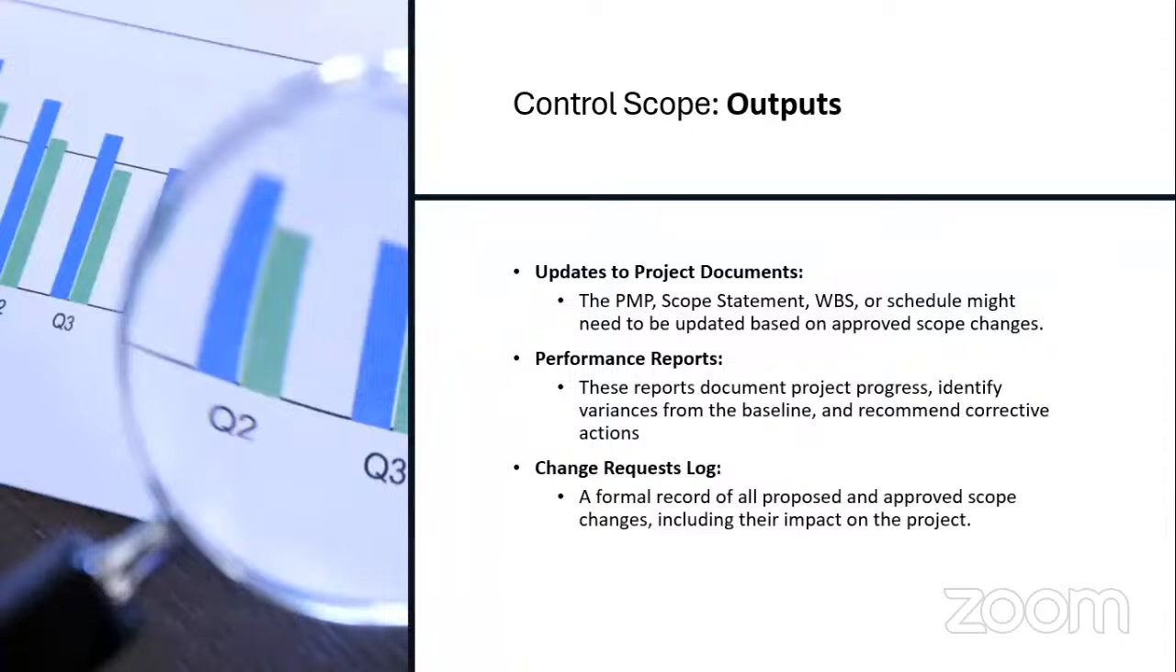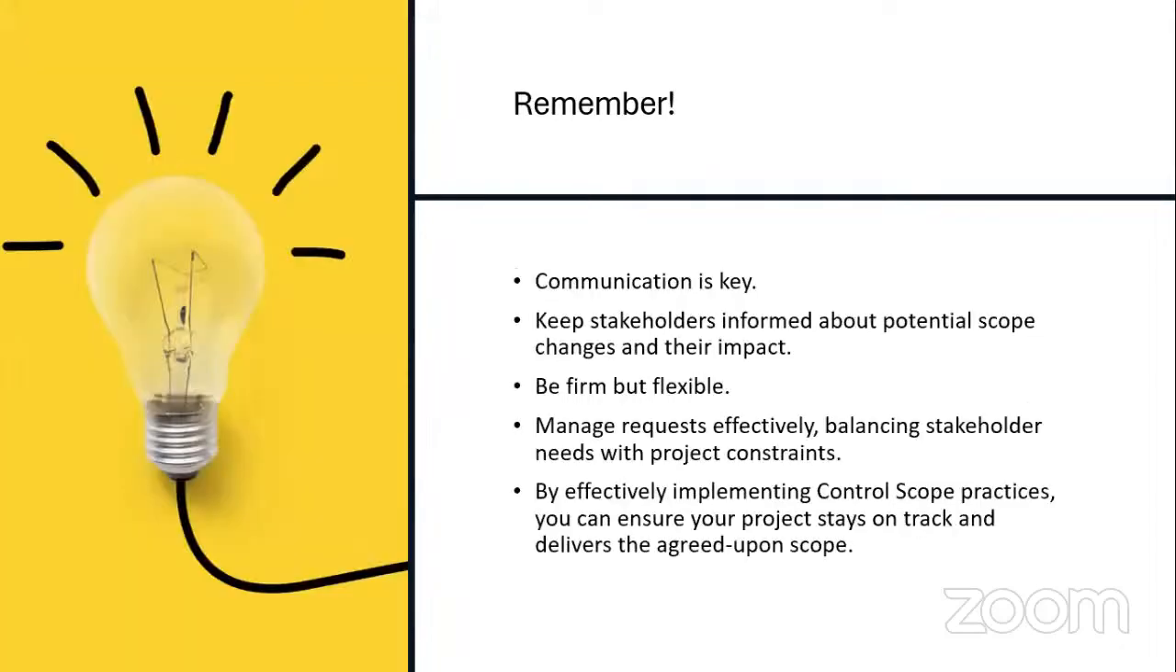On the output, we have updates to project documents, updates to your project management plan, your scope statement, your WBS, your schedule. All of this might be updated. Then you have your performance reports to know if there are variations with the baselines: the scope baseline, the cost baseline, the schedule baseline. You check if there are variations, and then you recommend corrective actions. And then you also have your change log requests. Your change log is a composition of all the requested changes, okay? Not necessarily the approved ones. So there you'll find the ones that have the potential to be approved and the potential to be rejected.